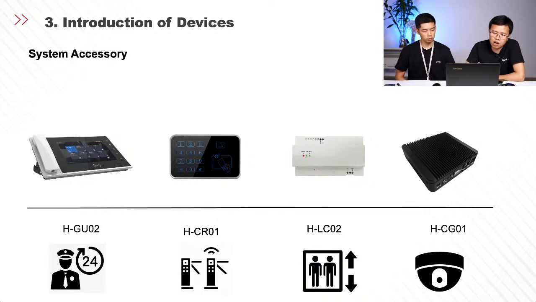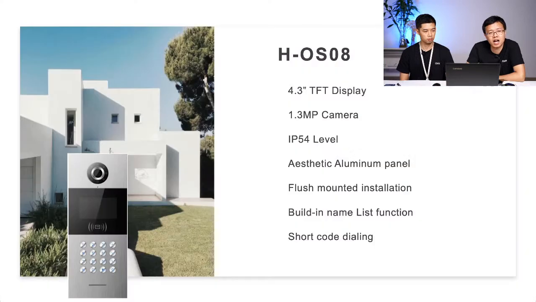Let's move to our hot selling products. This one is our 4.3-inch outdoor station. It offers a 1.3 megapixel camera and IP54 performance, fast mounted installation, and the name list or shortcode feature, offering a much easier way for a user to make the call to the residents.